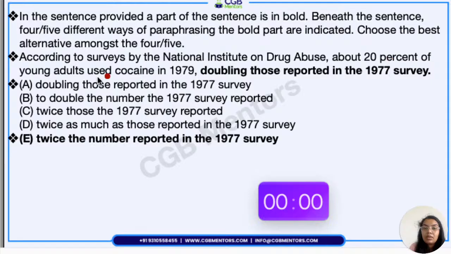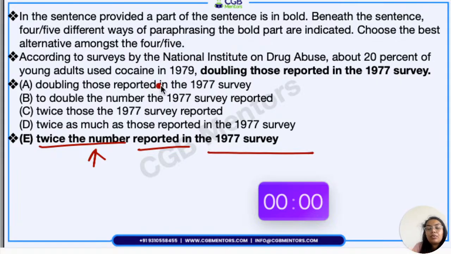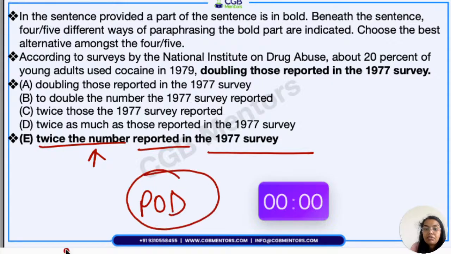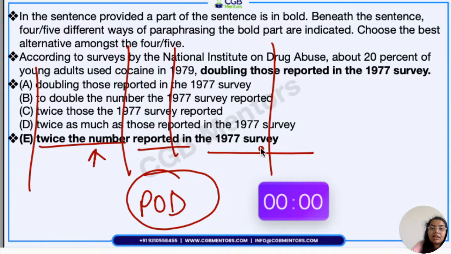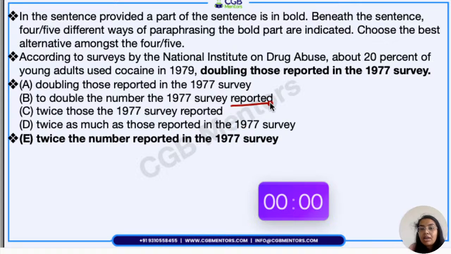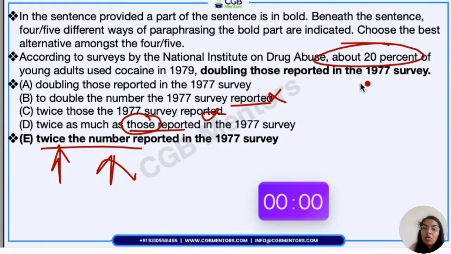According to surveys, about 20% of young adults use cocaine, and this percent is twice the number that was reported in the 1977 survey. You are just supposed to use POD formula, point of difference, compare every option in vertical manner, couple of words उठा के check करने हैं, and you will know these. Reported at the end makes no sense, so दो option यहाँ चले गए. Twice as much as those reported. Unnecessary, we are using the word those because those can mean multiple things here. So that's why we want to keep it very simple. Twice of what? The number, जो कि percent में already दिया है.